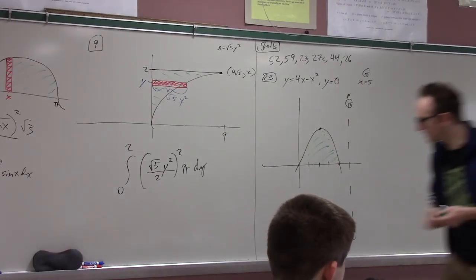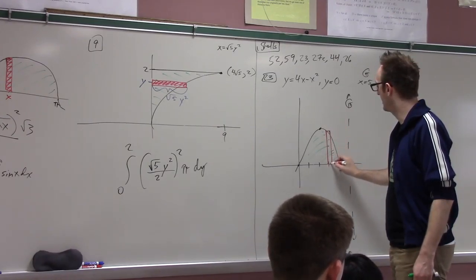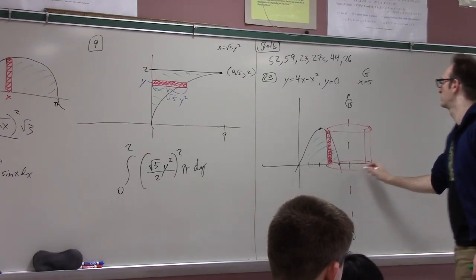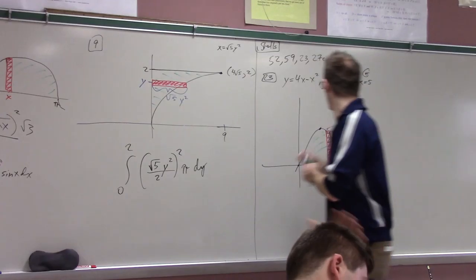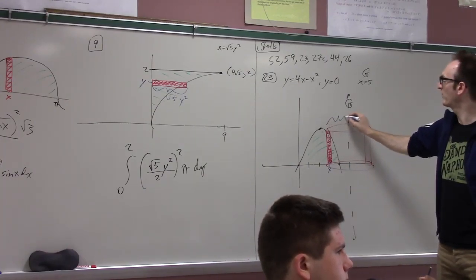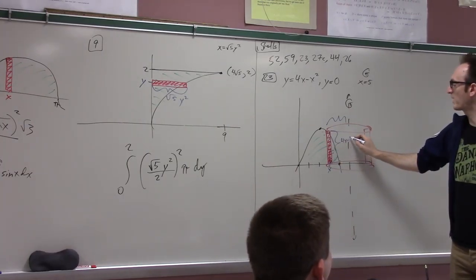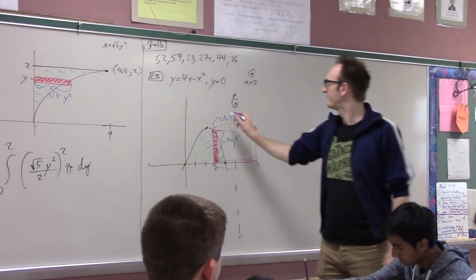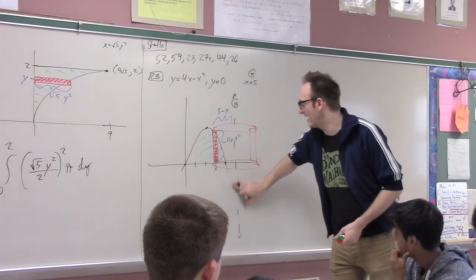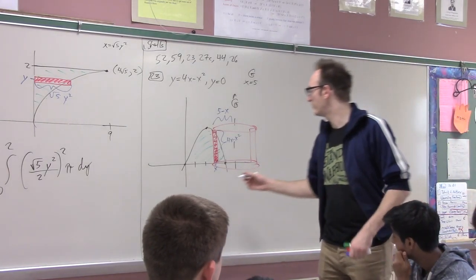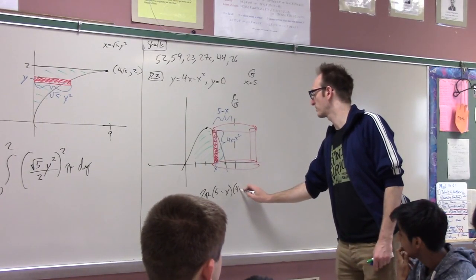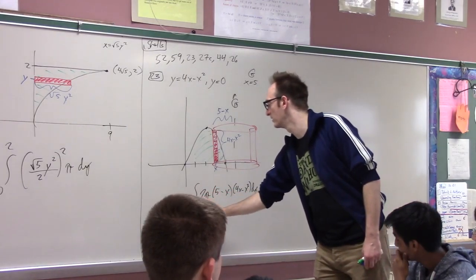It seems like I should use shells here, so I will. I'll draw a representative rectangle, key step, and now I need to know what happens when that moves around, and the answer is I make a shell. And what are the dimensions of the shell? Well, if this is an arbitrarily chosen x value between 0 and 4, then I need to know both the radius of the shell and the height of the shell. The height of the shell is just 4x minus x squared, and the radius of the shell is, in this case, 5 minus x. Good. And then that's pretty much it. If I can find the volume of one shell, then I can find the volume of the entire figure. So the volume of one shell is going to be 2 pi r, which is 5 minus x, h, which is 4x minus x squared, dx. And now I just integrate from 0 to 4.